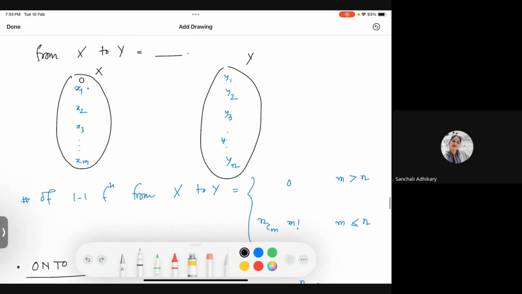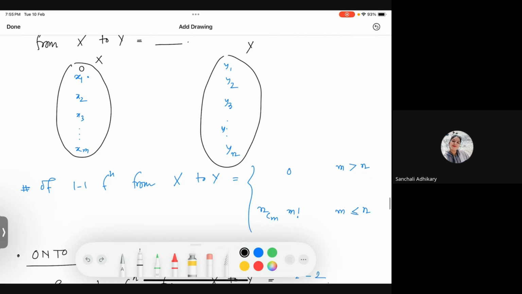What is N? N is the cardinality. First of all, choose M elements from these N elements, so NCM. And then there are M factorial ways to map from these M elements to those M elements. So there are NCM into M factorial one-one functions from X to Y.